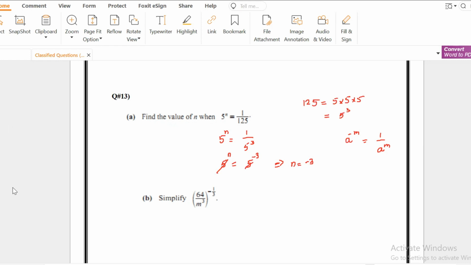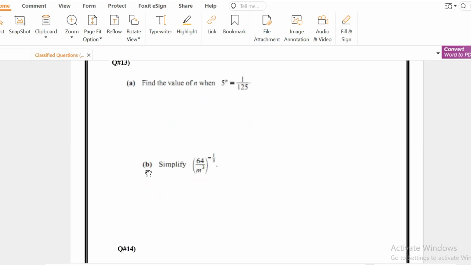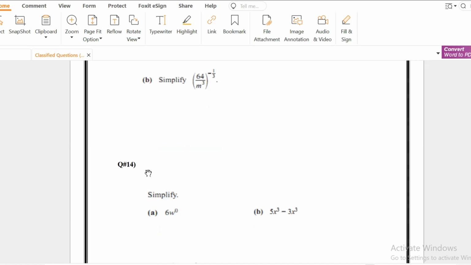Next, B part, we have to simplify 64 over m cubed, whole power minus 1 over 3. So again, 64 is a multiple of 4 three times. That means 4 power 3. So we can say 4 power 3 over m power 3, whole power minus 1 by 3.